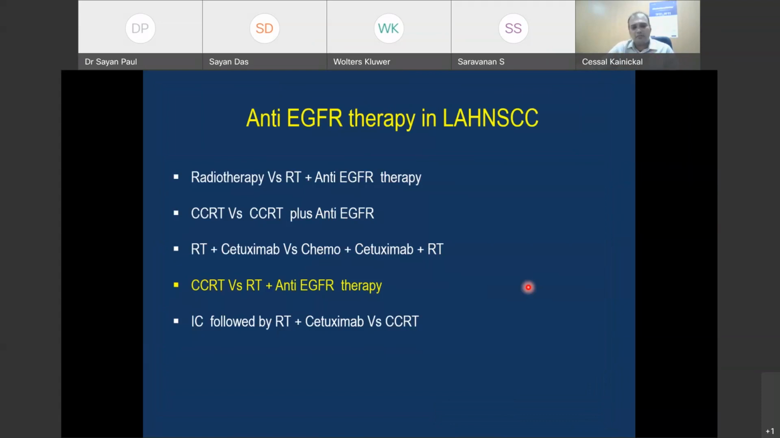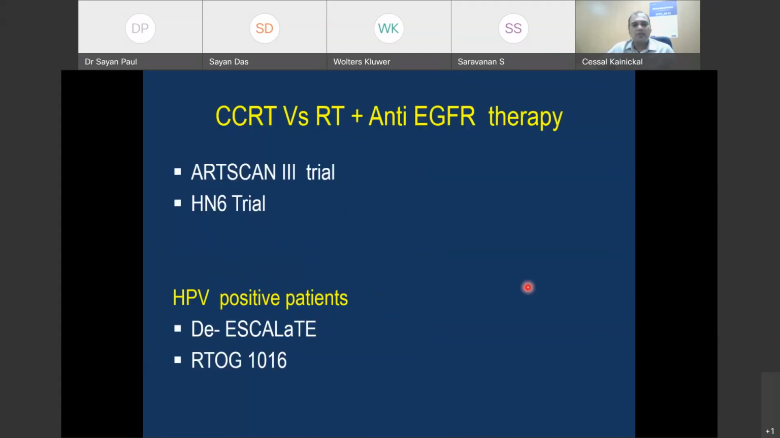Now, the fourth attempt was: can we replace chemotherapy with a monoclonal antibody? This was the question asked. So cisplatin plus radiotherapy versus a monoclonal antibody plus radiotherapy, because we know that radiotherapy is the pillar of the treatment. There are two studies. There is the ARTSCAN phase 3 trial that was done in Sweden and the Scandinavian countries, and the second is the HN6 trial. This was done in Canada.